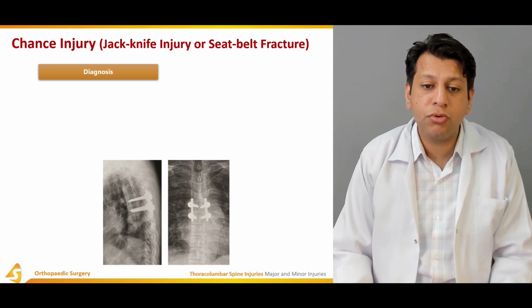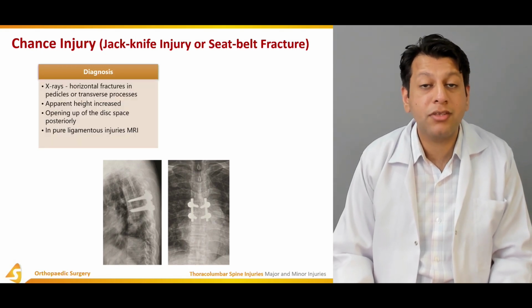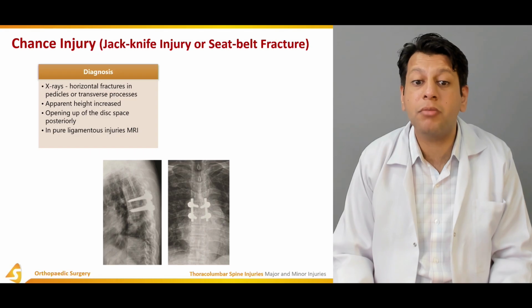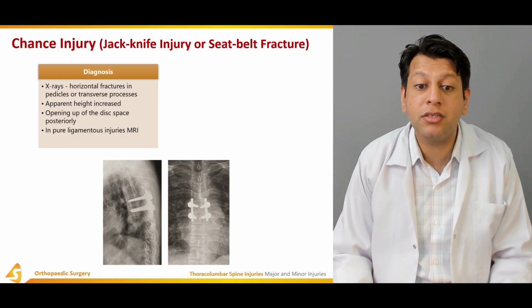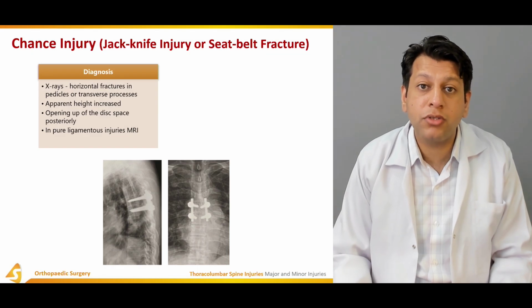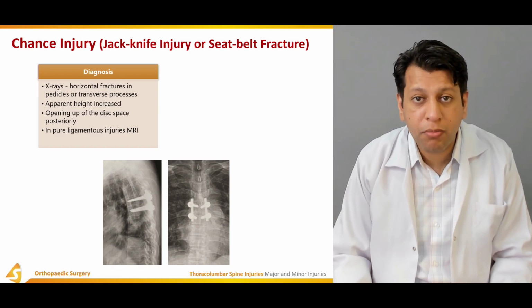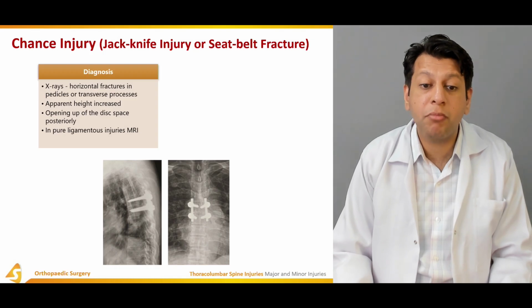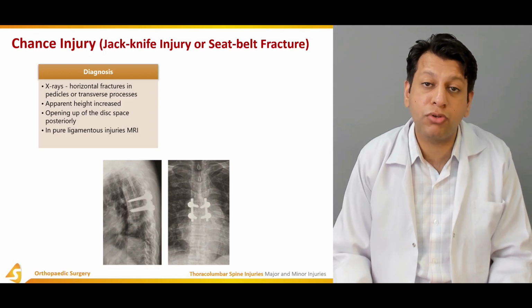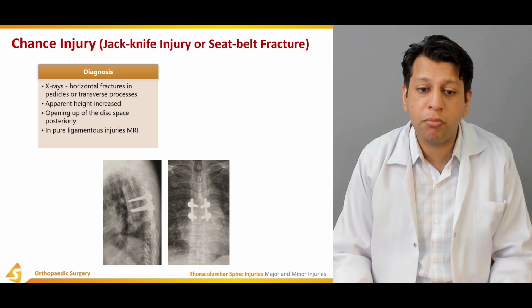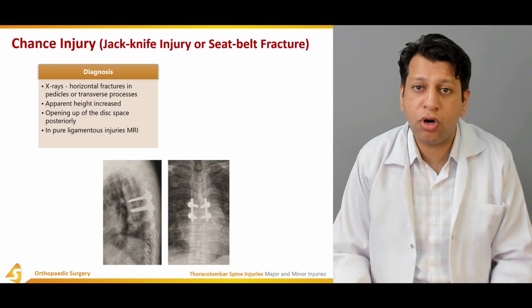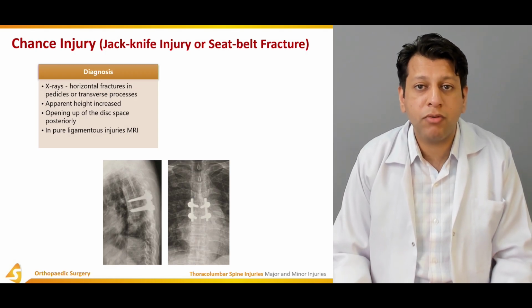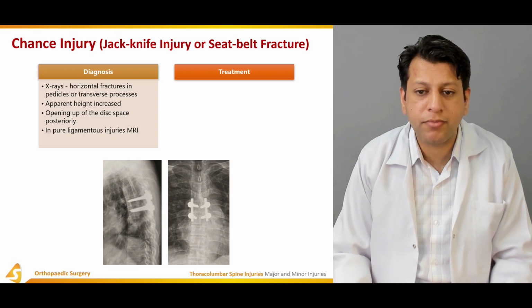Now coming to the diagnosis, it can be made by x-rays, which may show horizontal fractures in the pedicle and transverse processes. The apparent height may be increased. Why? Because there is actually a loss of the posterior ligamentous complex. There's opening up of the disc space posteriorly, which also indicates opening up of the posterior ligamentous complex. And in purely ligamentous injuries, the vertebra may look normal, but there may be abnormal findings on the MRI.